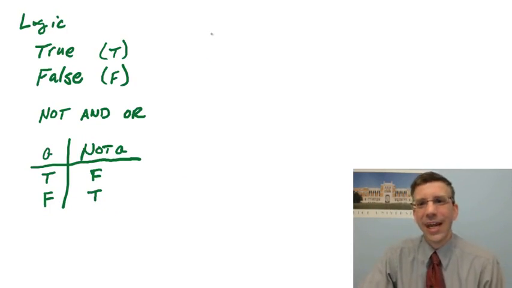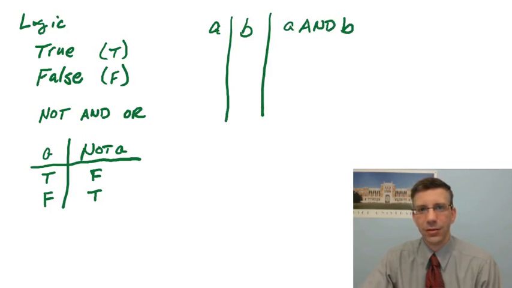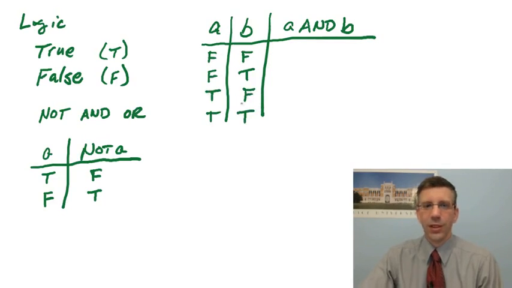Okay, so let's look at and, or now. All right, so I don't have to just have one variable. I can have two Boolean variables, let's say A and B. And then we can look at what does A and B mean. Okay, so I've got more combinations now. A could be false, B could be false, or A could be false and B could be true, or A could be true and B could be false, or they both could be true. And that's it. Those are the four different combinations of A and B.